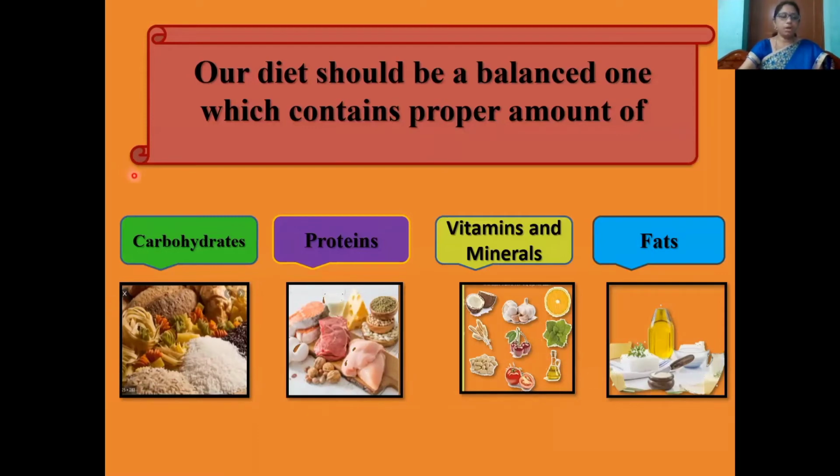The examples of carbohydrates are rice, wheat, potatoes, bread, etc. The examples of proteins are milk, egg, fish, meat, etc. The examples of vitamins and minerals are leafy vegetables, carrot, egg, fruits, etc. The examples of fats are ghee, cheese, oils, and sweets.